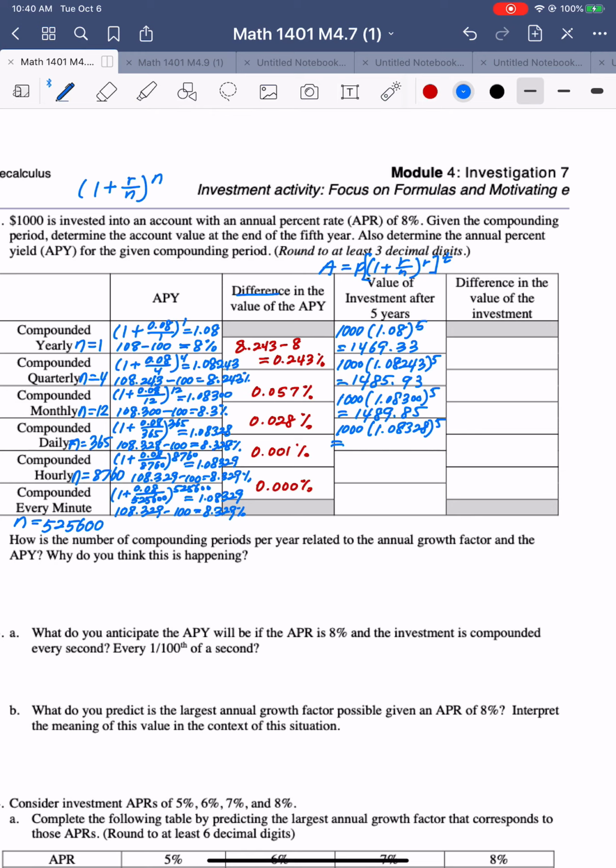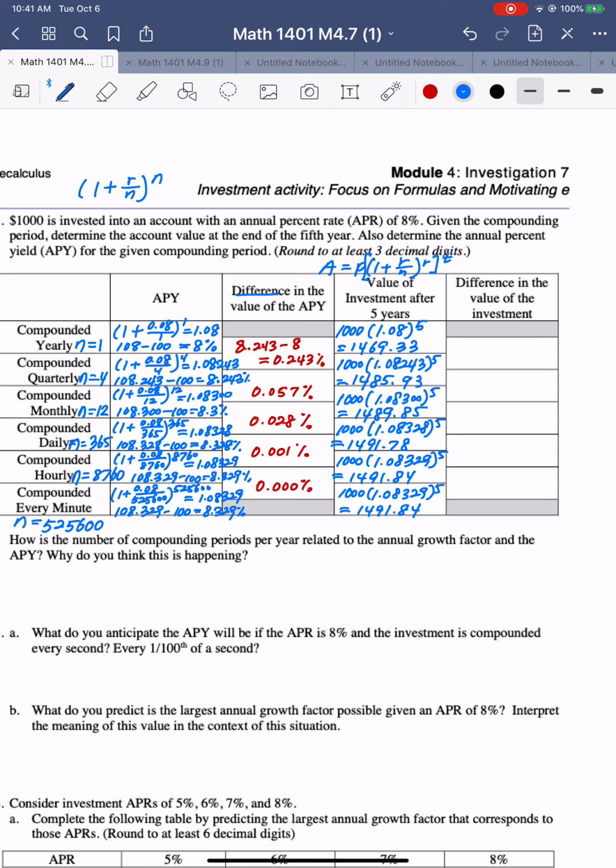It becomes $1,491.78, as a 1,000 investment. Now 1.08329 to the 5th power becomes 1491.84. And then there's no percentage change, it's the same percent, right? So 1.08329 to the 5th power gives 1491.84. And then I'm looking for the difference of the investment, okay?